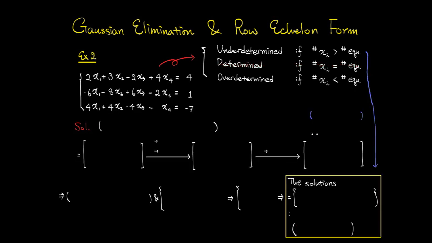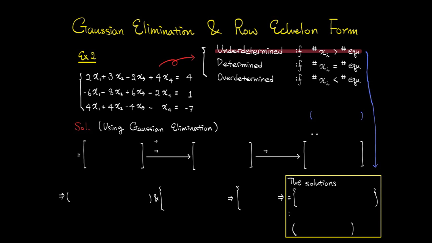Now, let's look at another example. There is a linear system here. Because the number of unknowns is 4 and the number of equations is 3, this system is underdetermined. Let's find the solutions of this linear system using Gaussian elimination.